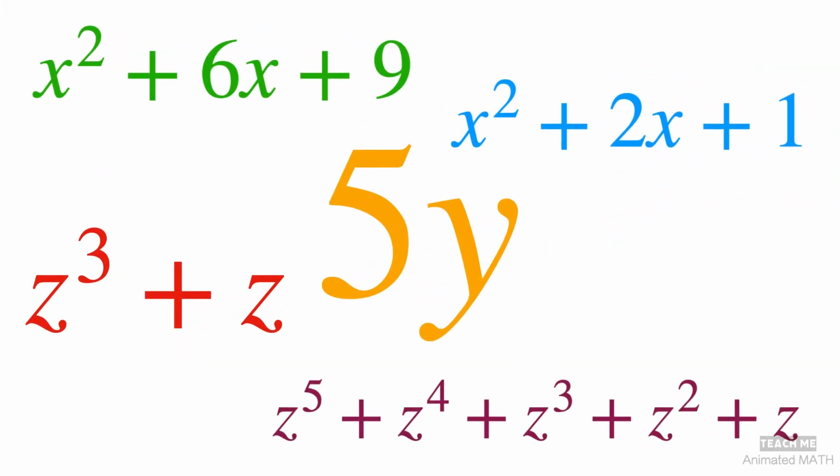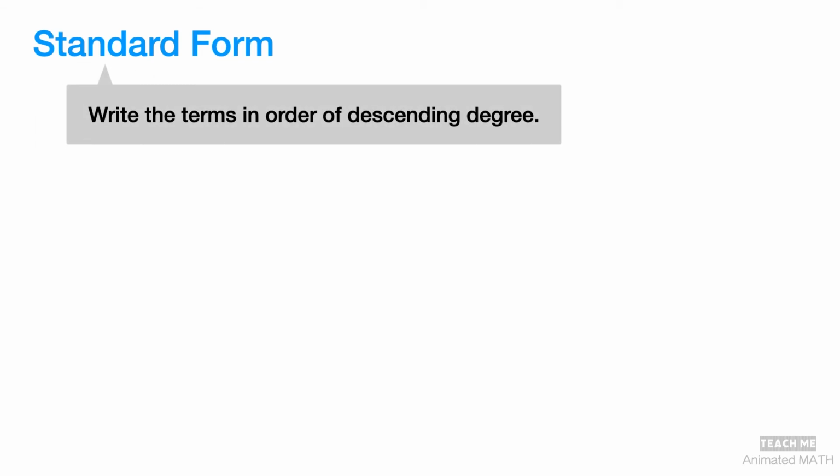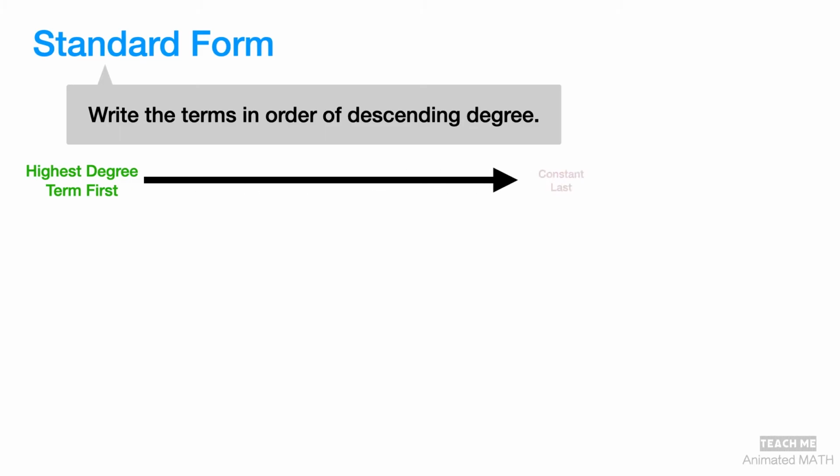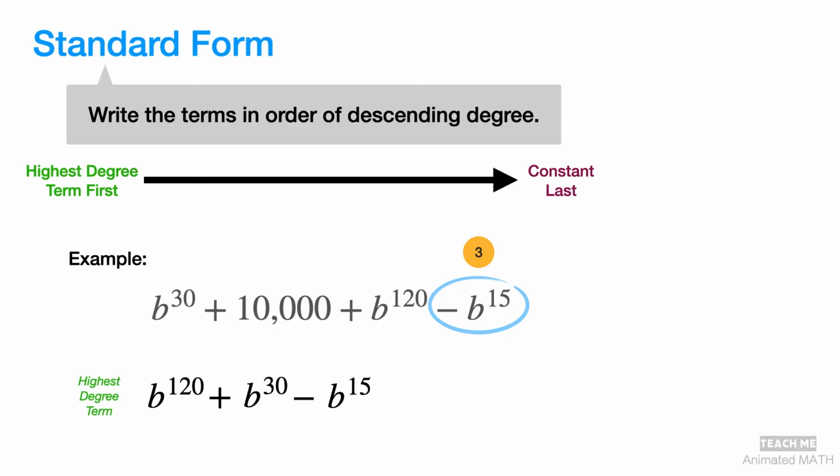There is an agreed way of writing polynomials. Try observing my sample polynomial functions in this video. I wrote most of them in what is called the standard form. It simply means that you write the terms in order of descending degree, the highest degree term first, and the constant last. Here is an example. The highest degree is 120, so write that term first, then 30, 15, and then the constant last.